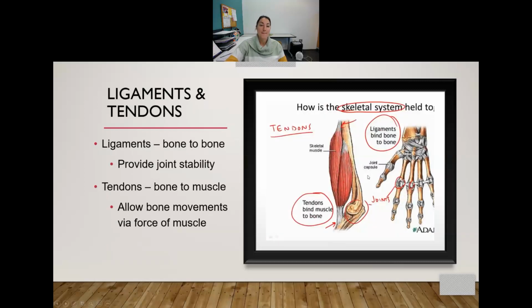All right, so with ligaments and tendons, ligaments are bone to bone. They produce joint stability. Tendons are bone to muscle, and they allow the bone to move as the muscle contracts.